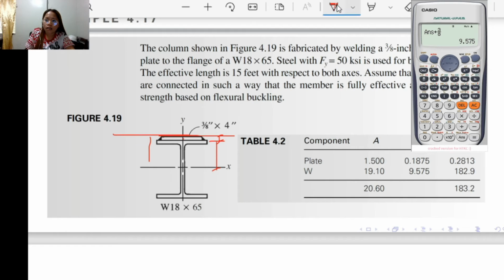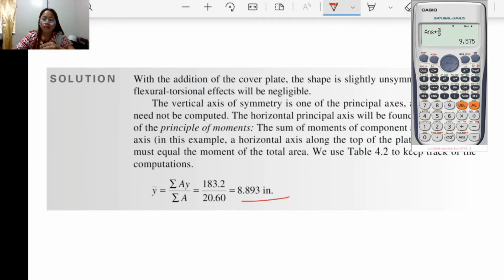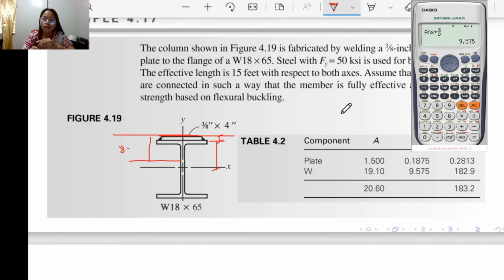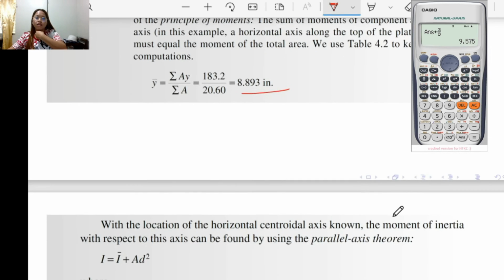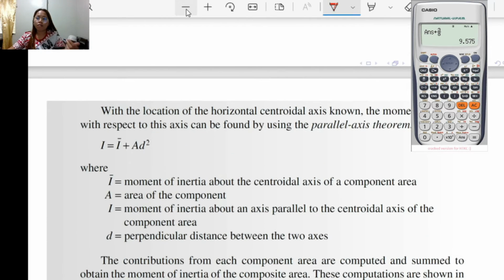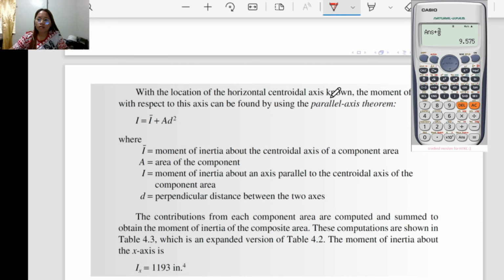So, maybe it's right here, no? So this is the 8 point... what was it? Centroid, 8.893. Okay. And with the location of the horizontal centroidal axis known, so our centroidal axis, no?